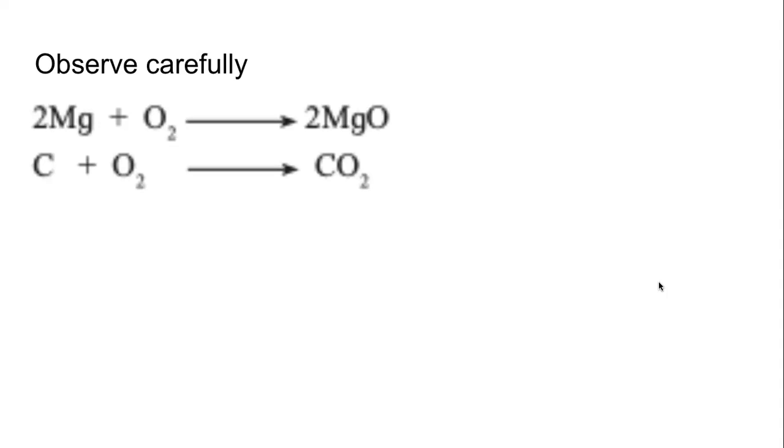Yes, correct answer. It's a type of reaction, the name of which starts with a C. What is it? Combination reaction. In both reactions, we see magnesium. In the first one, magnesium is combining with oxygen to form magnesium oxide. In the second one, carbon is combining with oxygen to form carbon dioxide. Multiple reactants, single product, combination reaction.